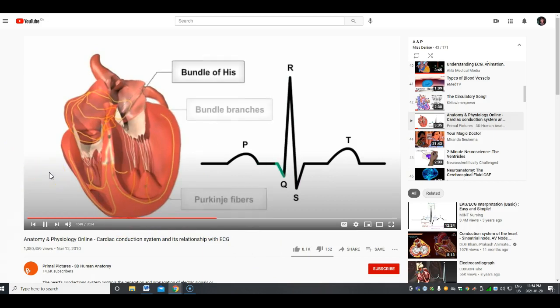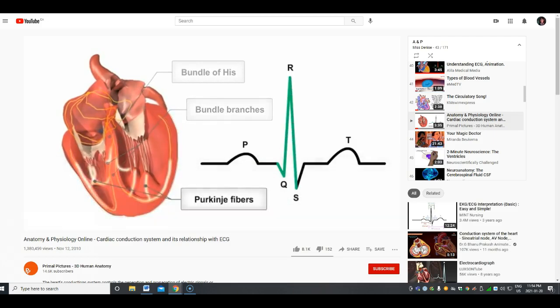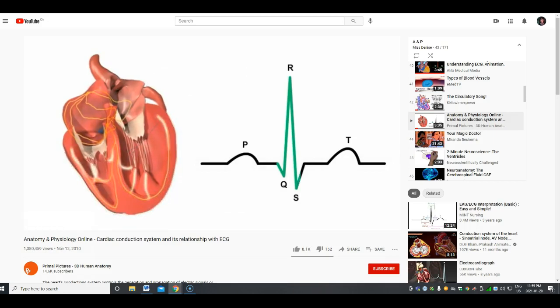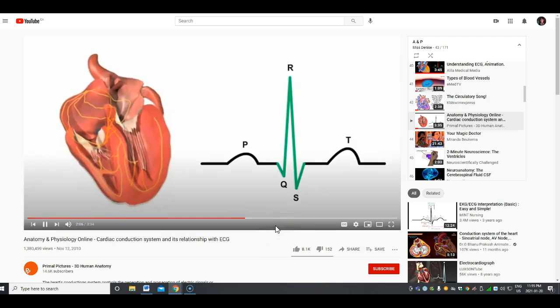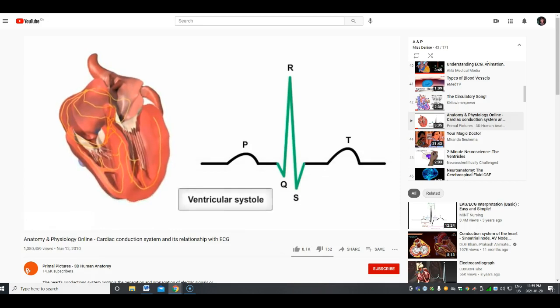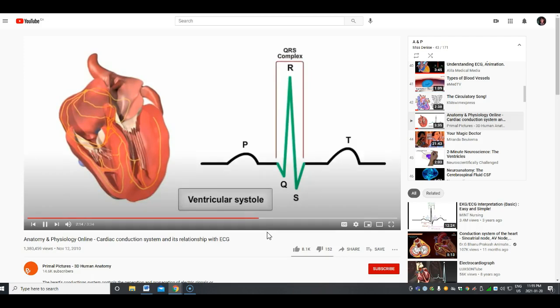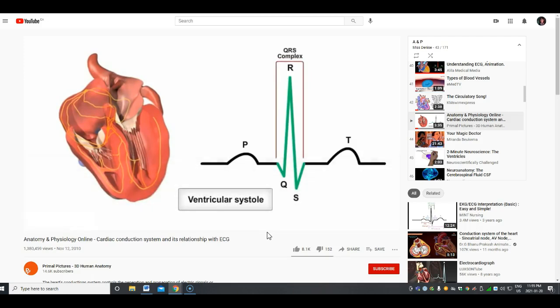The signal enters the bundle of His and spreads through the bundle branches and the large diameter Purkinje fibers along the ventricle walls. As the signal spreads through the ventricles, the contractile fibers depolarize and contract very rapidly, inducing ventricular systole. The ECG's QRS complex represents this rapid ventricular depolarization. Atrial repolarization also occurs at this time, but any atrial activity is hidden on the ECG by the QRS complex.